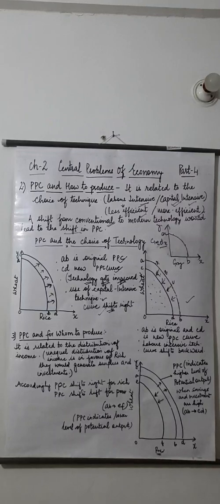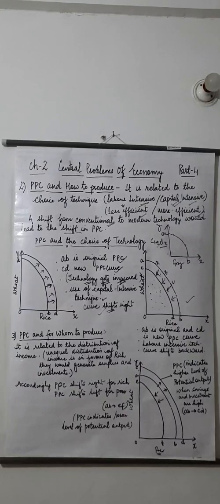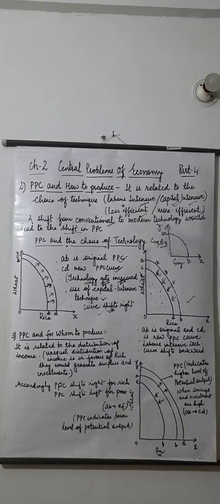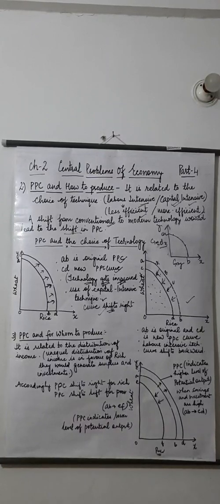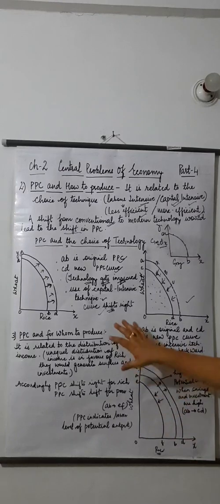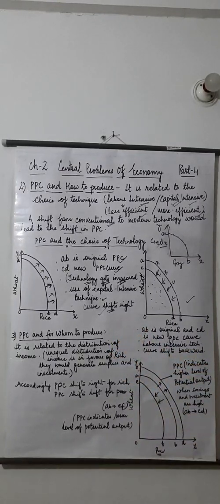The observation is this. Keeping in mind, students, one thing always, that whenever there is a change in the shift, always say increase is towards the right and decrease is towards the left. Understood? Now, moving ahead with another topic, that is PPC and for whom to produce. This is one more problem that we were discussing.